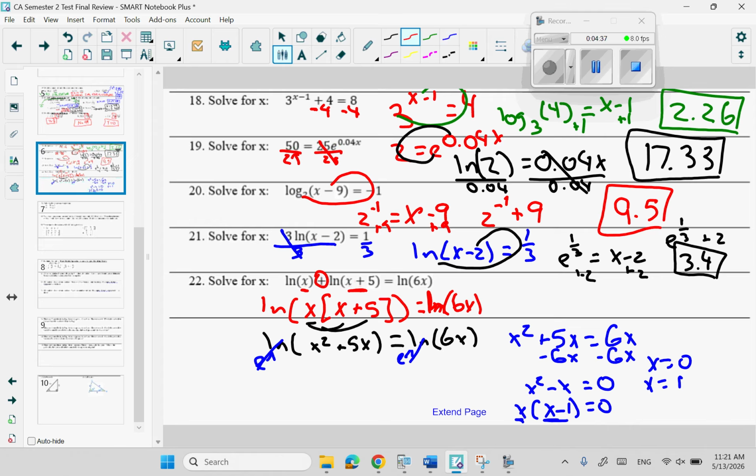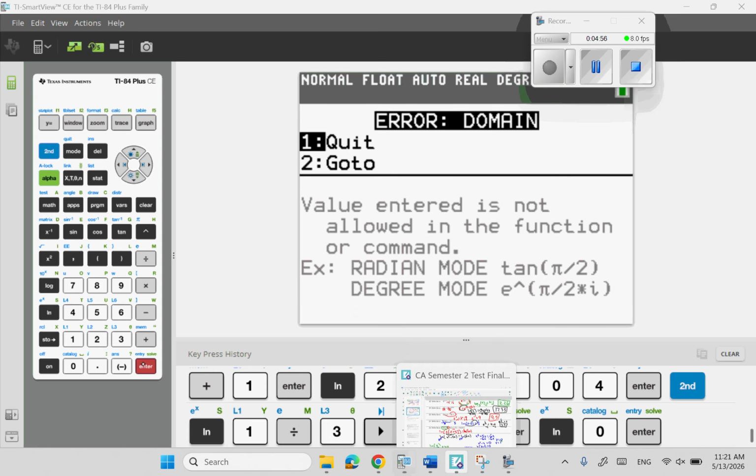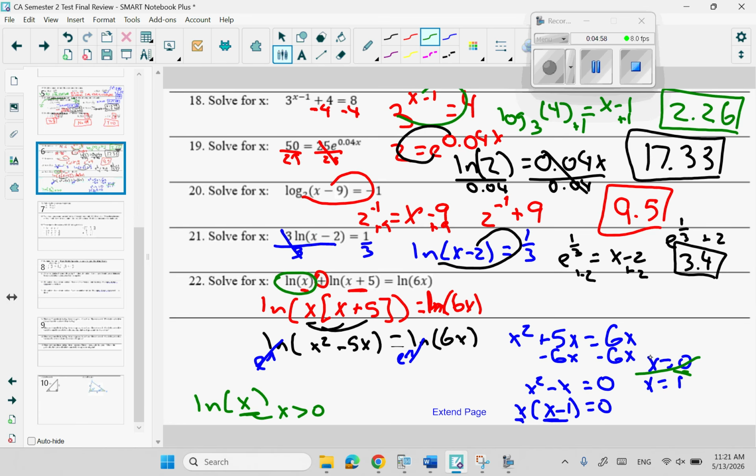Well, as it turns out, one domain restriction issue is whatever I have inside the logarithm has to be greater than 0. So for example, if I plugged in this 0 into this first natural log, so if I did natural log of 0, I actually get an error. So you can't do that. So 0 is actually extraneous. So the only answer for this one would be x equals 1.